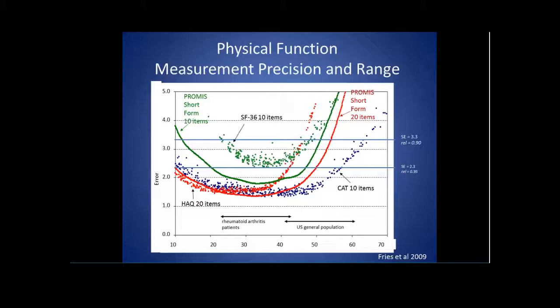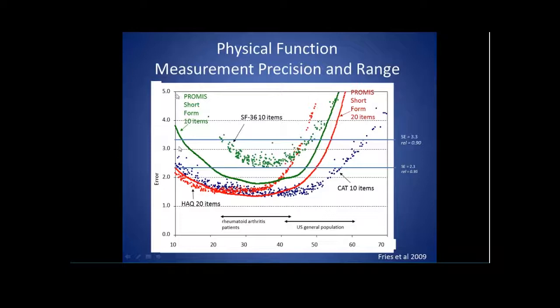On the x-axis, we see physical function scores. You can see the mean for the U.S. general population is right around 50, and the mean for a rheumatoid arthritis population is lower than that. They have lower physical functioning with a mean somewhere around, I guess, 32.